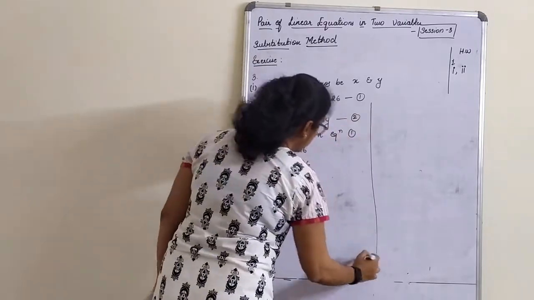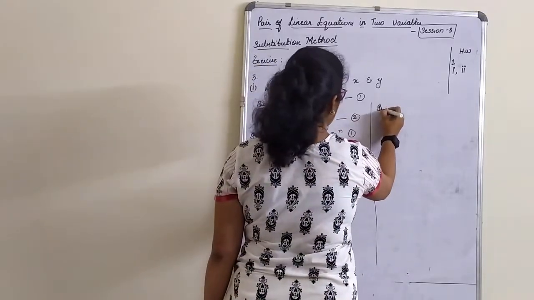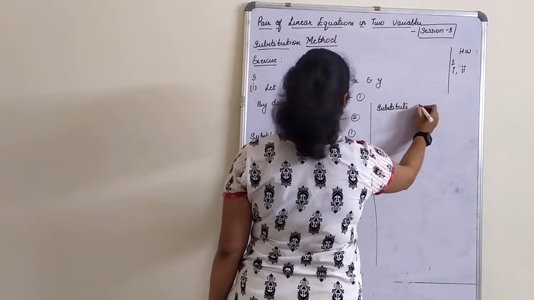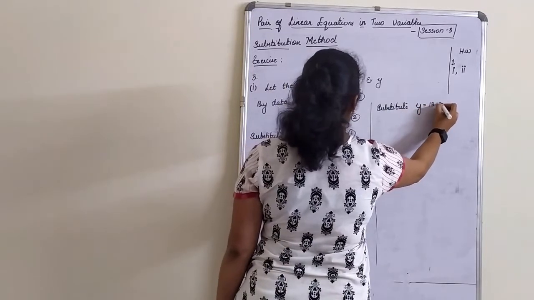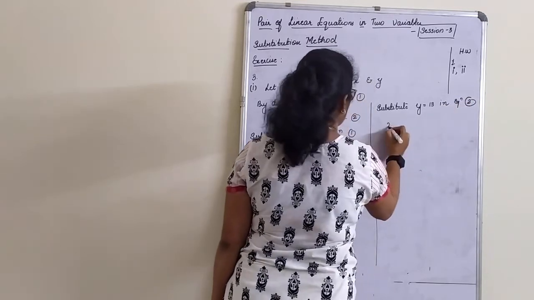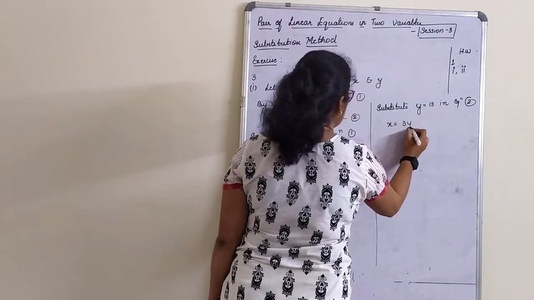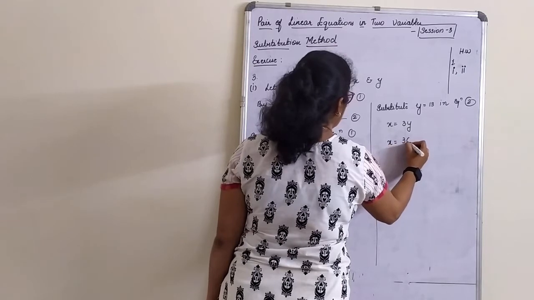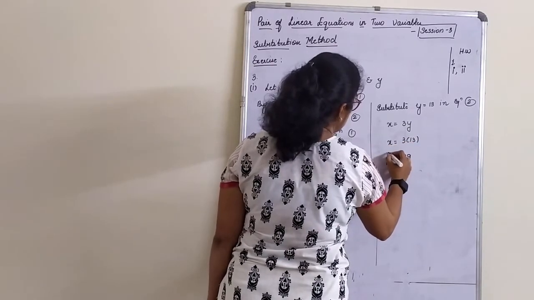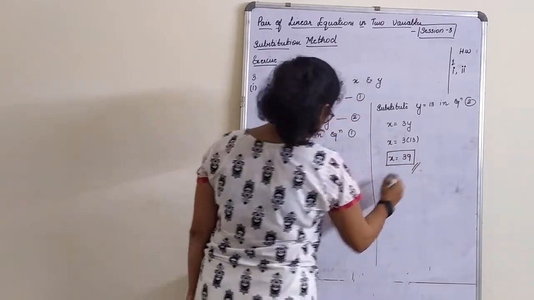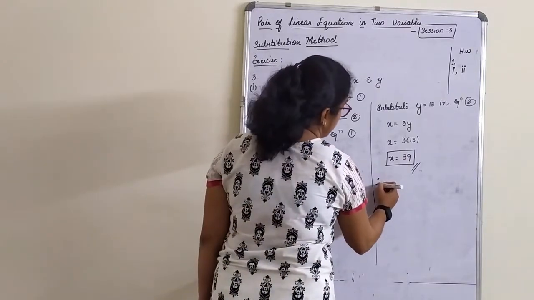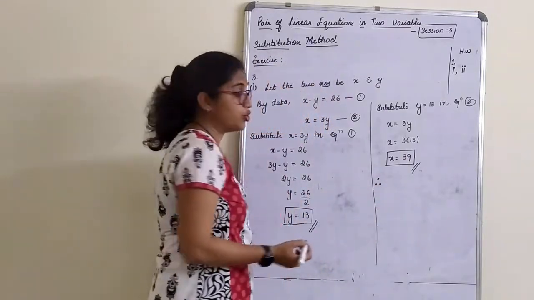So what you will write here is: substitute y is equal to 13 in equation 2. That is x is equal to 3y, x is equal to 3 into 13, x is equal to 39. Therefore the two numbers are, give the conclusion if you want. Since it's a verbal sum, you have to give the conclusion.